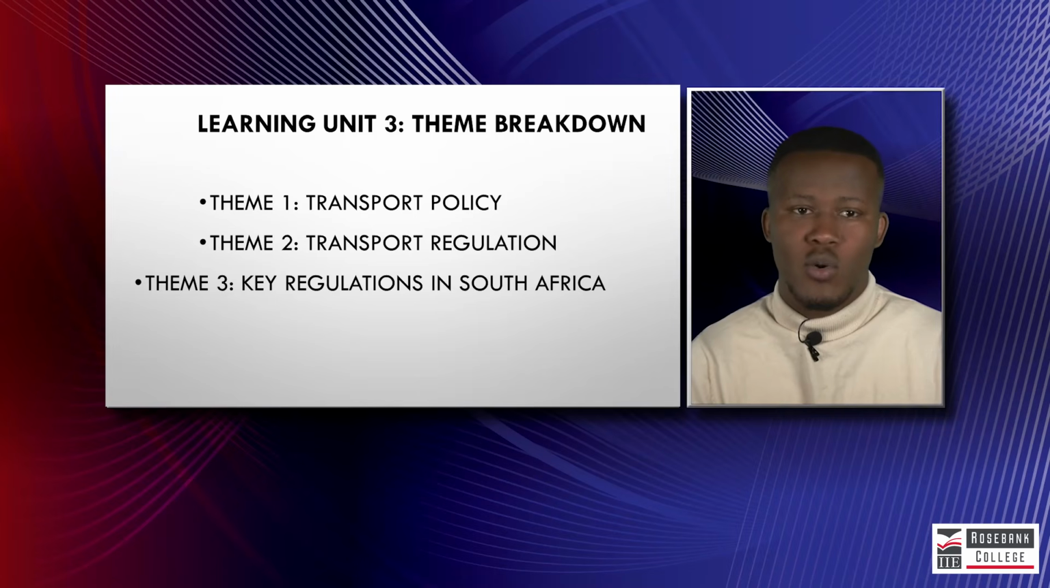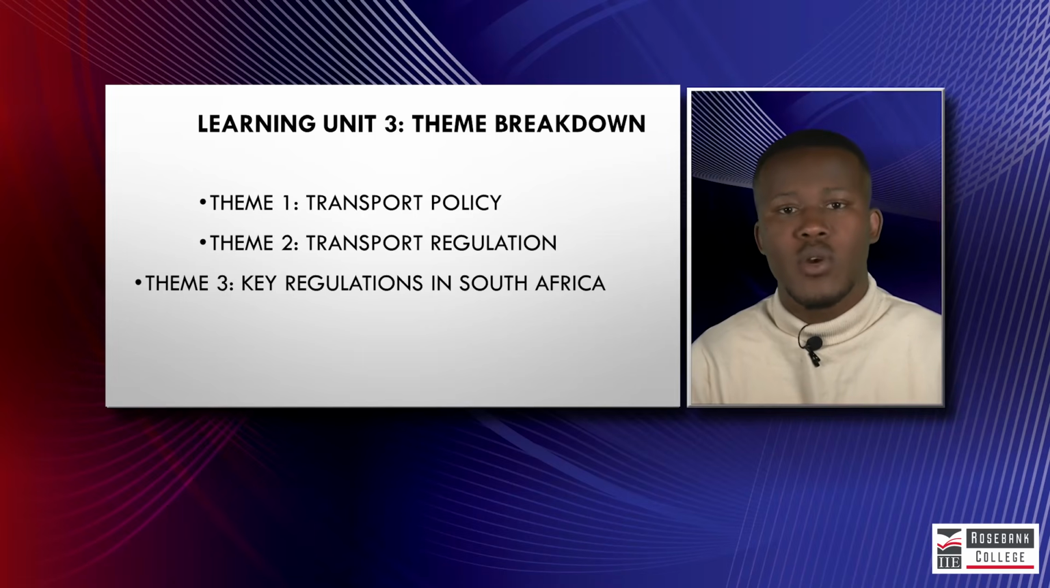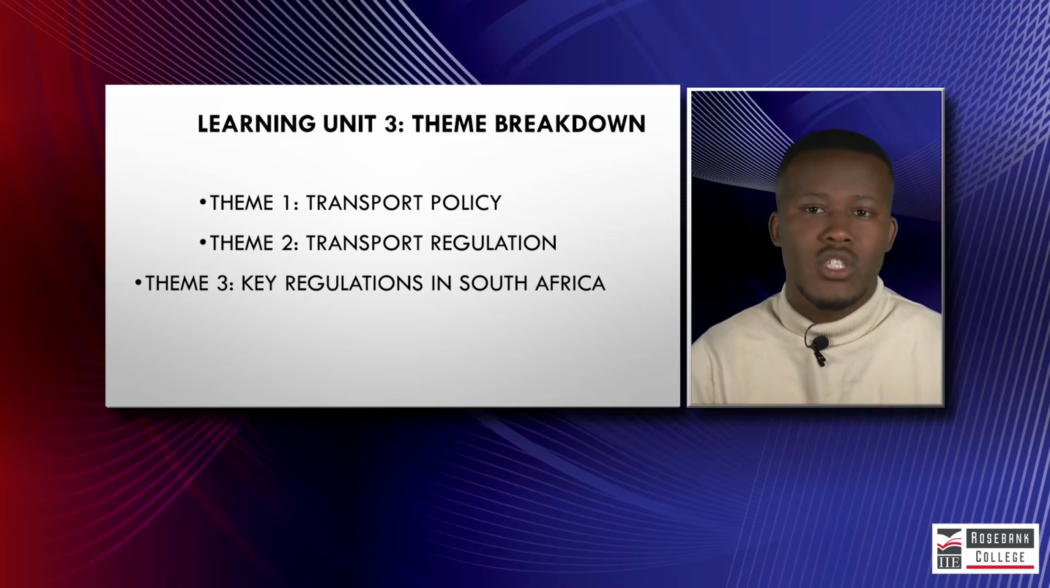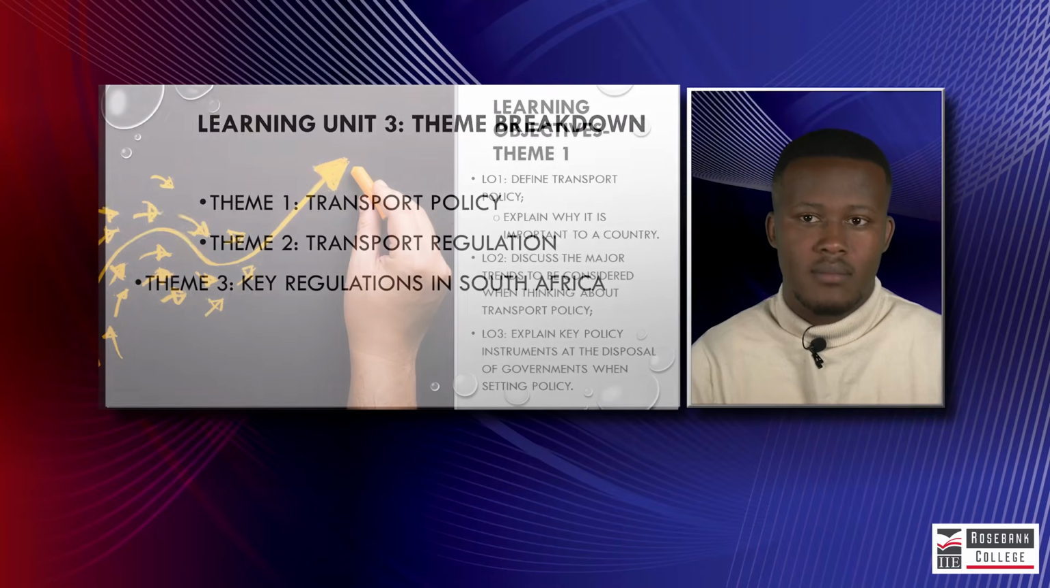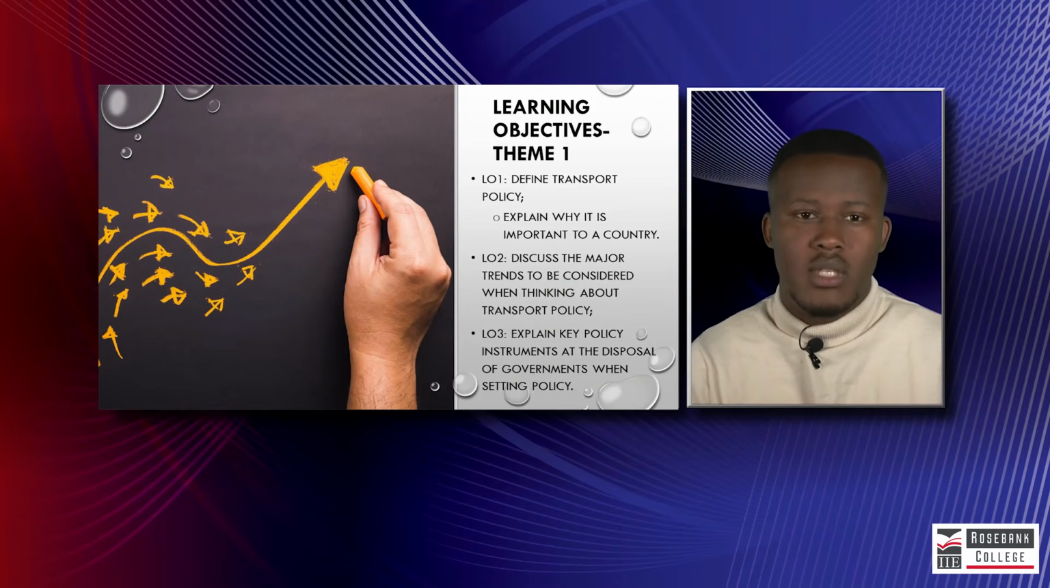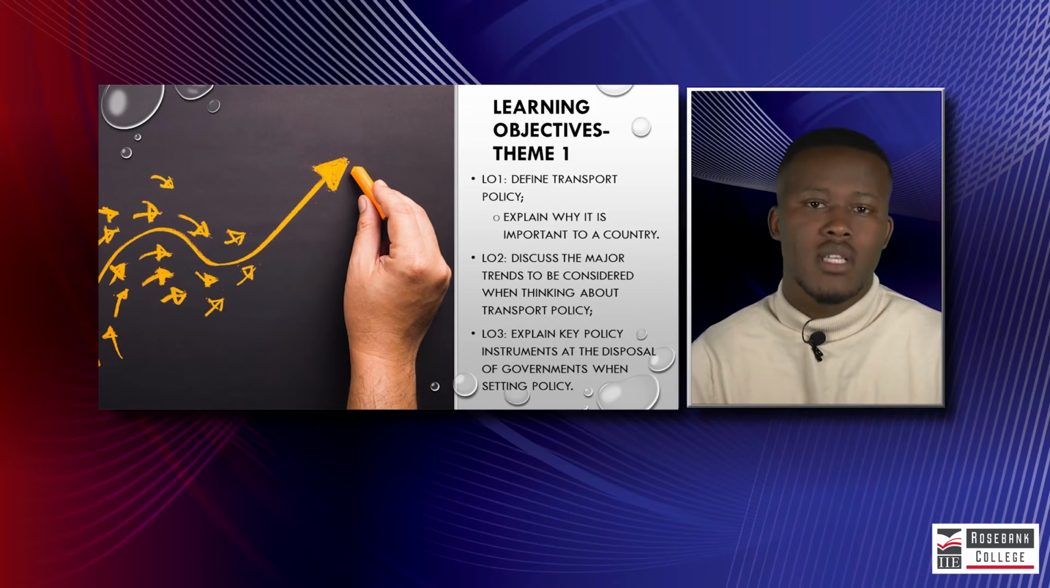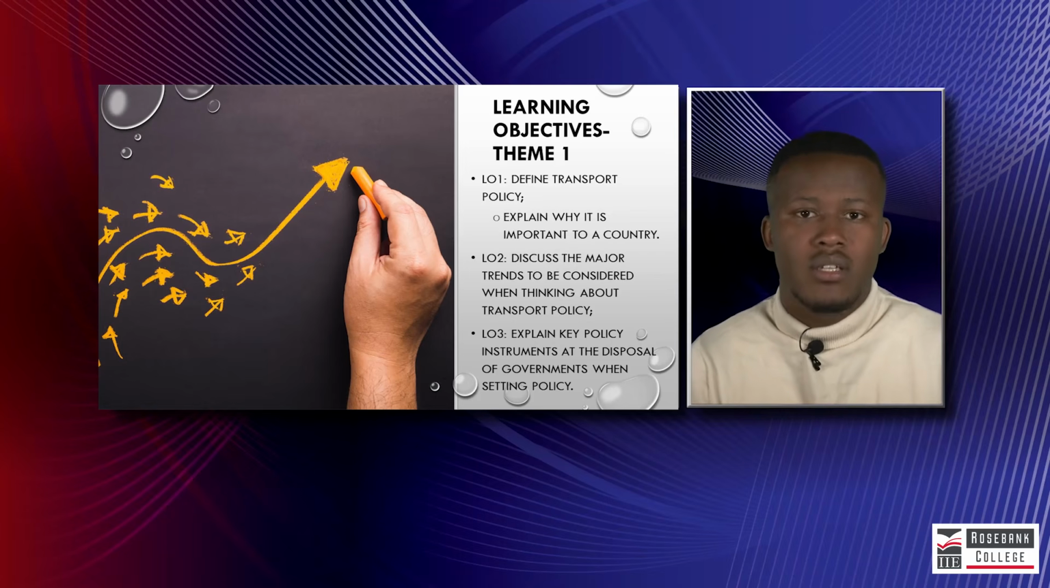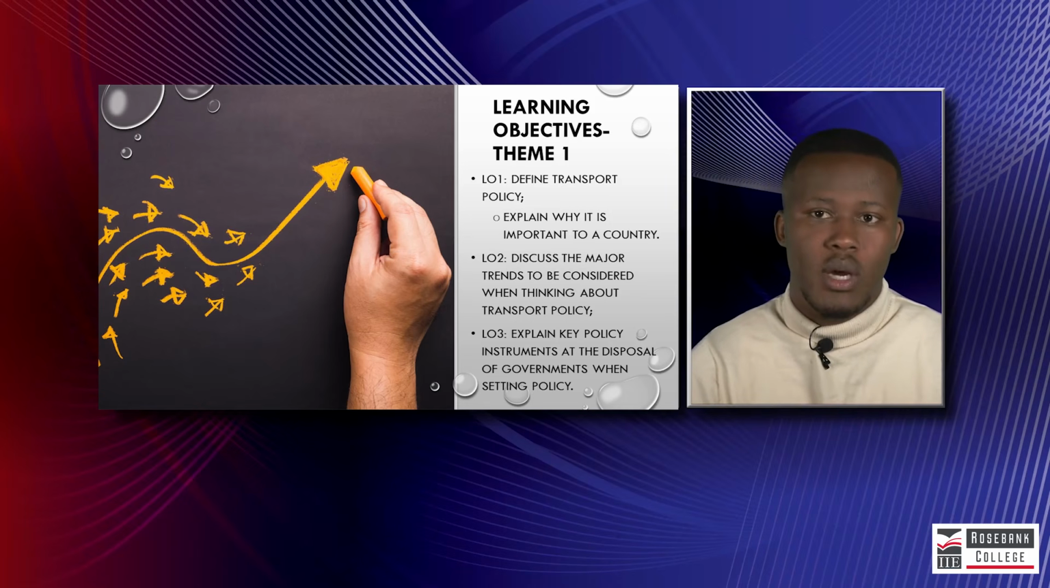Learning unit 3 is broken into 3 themes, namely transport policy, transport regulations, and key regulations in South Africa, respectively. Theme 1 learning objectives. For Theme 1, the learning objectives will be as follows. Define transport policy, explain why it is important to a country, discuss the major trends to be considered when thinking about transport policy, explain key policy instruments at the disposal of government when setting policies.